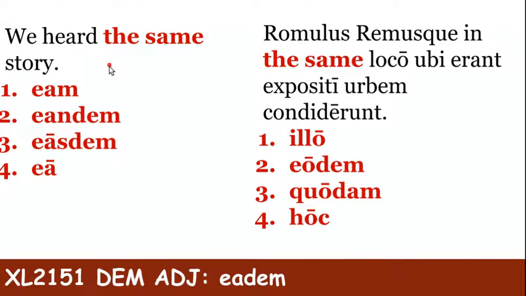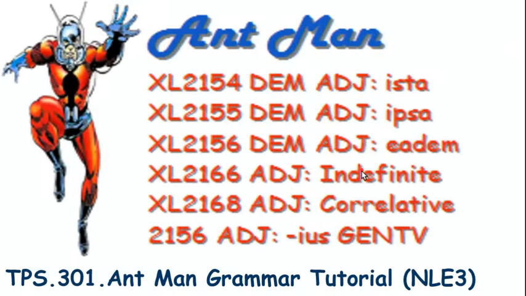So therefore, when we look at it, we heard the same story. So clearly the verb is heard. Heard what? Story. What story? The same story. So it's going to be either 3 or 2, but 3 is plural and 2 is singular. Romulus and Remus founded in the same location. So therefore, we're dealing with ablative. It's got to go with ablative. Illo is that. Hoc is this. Eodem, that same location. Straightforward.